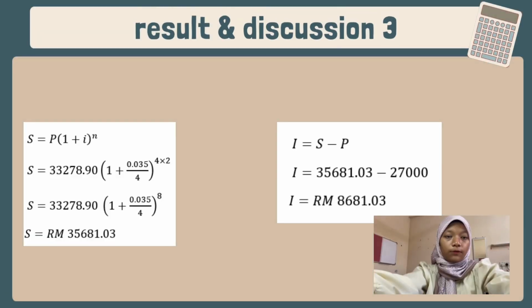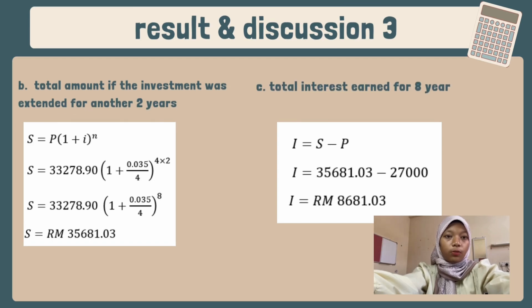To find the total amount if the investment was extended for another 2 years, the formula is S = P(1 + i)^n. S = 33,278.90(1 + 0.035/4)^(4×2). S = 33,278.90(1 + 0.035/4)^8. So the total amount S is 35,681 ringgit 3 cents.